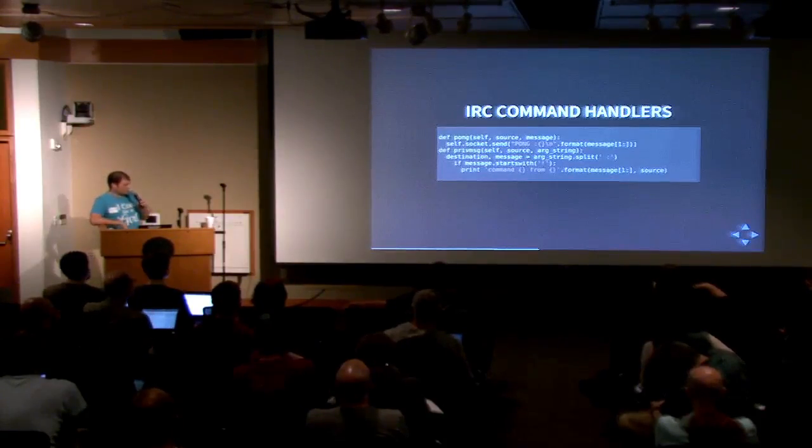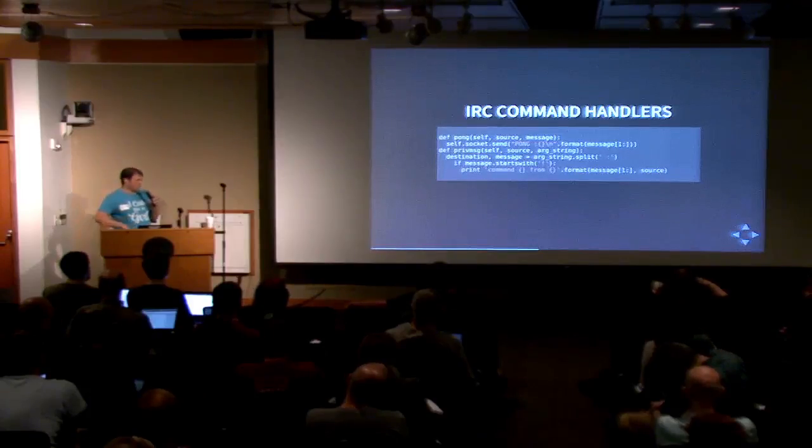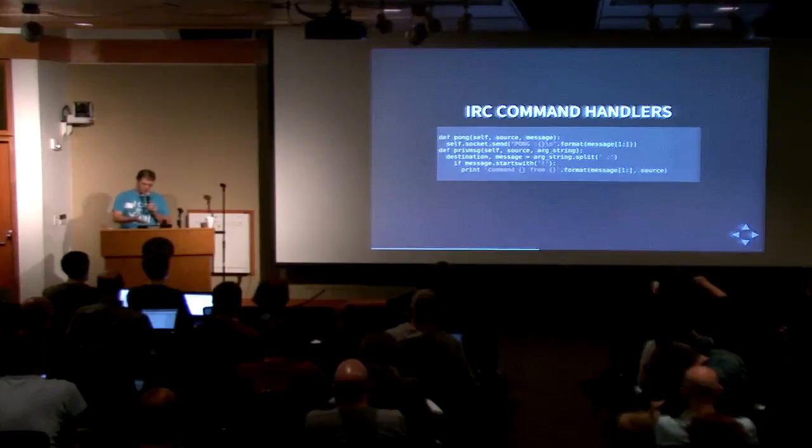So when you want to send a pong, it's the same thing we saw before with the join and the private message. It has a source and a message because that's what all of our handlers are going to read. And then there's this private message, which was the other one that we're going to get from the server. And that will do the thing.